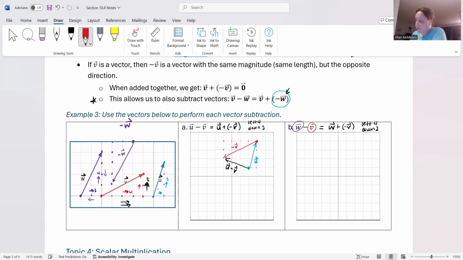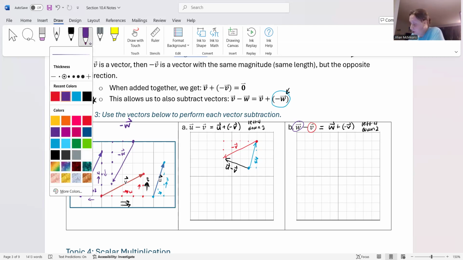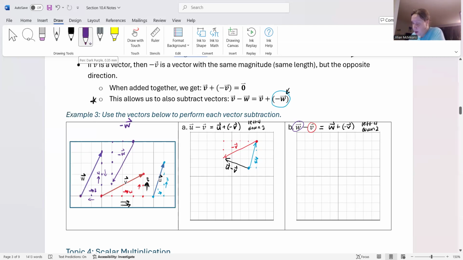Okay, so let's figure out where we want W to be. I'm going to do purple first of all. So I'm going to start W maybe like here-ish. Okay, so I want to go to the right 1, 2, and then up 1, 2, 3, 4. Remember, that was W. We went to the right 2, and then we went up 4. Okay. So that's my terminal point there. So that is the vector W.